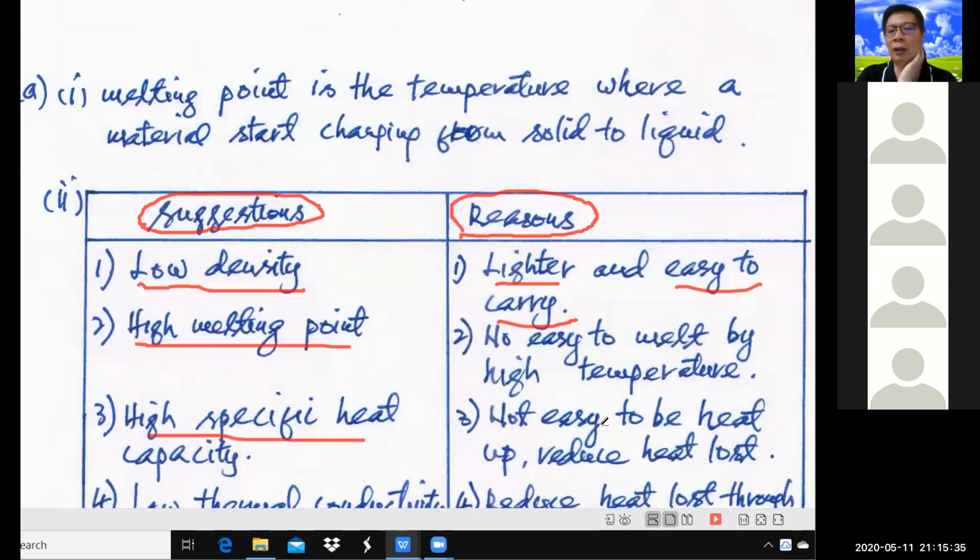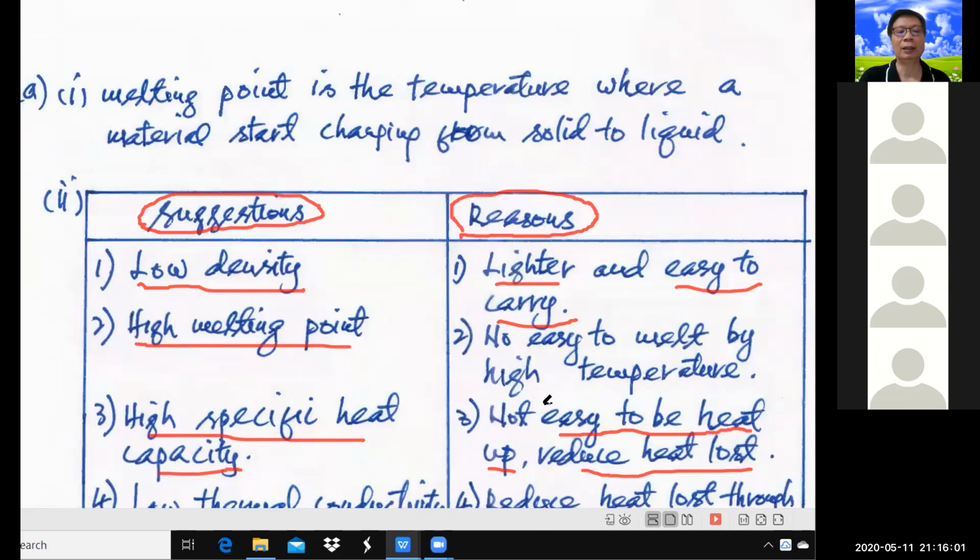The reason is that it is not easy to heat up, so it can reduce the heat loss. Meaning the container will not get heated up, and not heating up means it can reduce the heat loss to the surroundings. Okay, that is what you want. You want to keep the heat inside the food. You don't want the heat lost through the container, isn't it? Not easy to heat up, then you can reduce the heat loss.